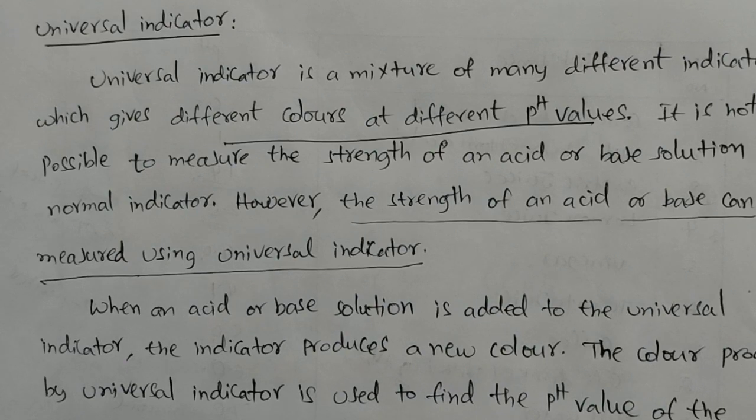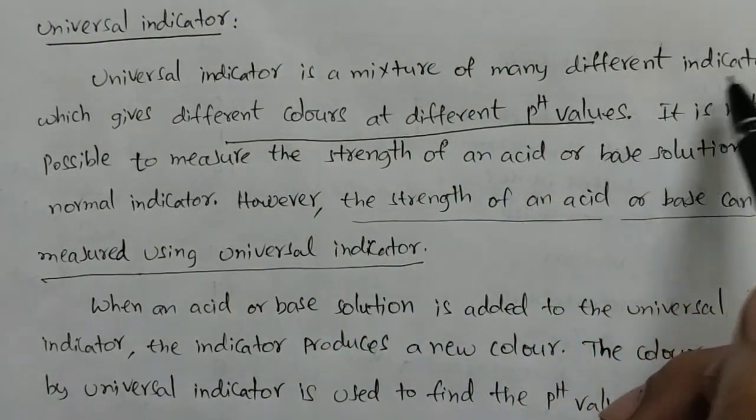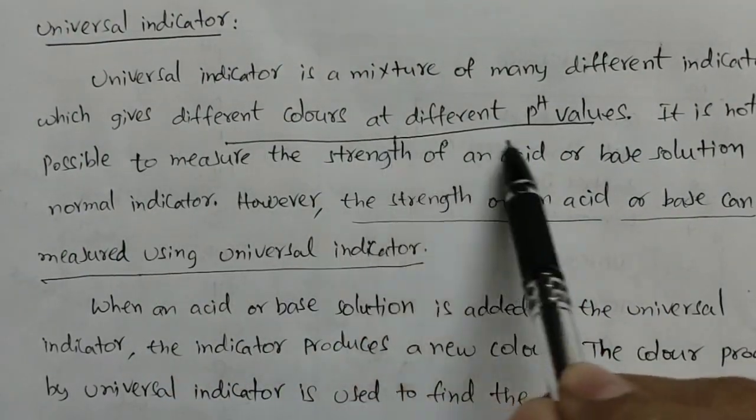So by comparing the color produced by the indicator with the given chart, one can say the pH of a given solution. So universal indicator is a mixture of many different indicators which give different colors at different pH values.